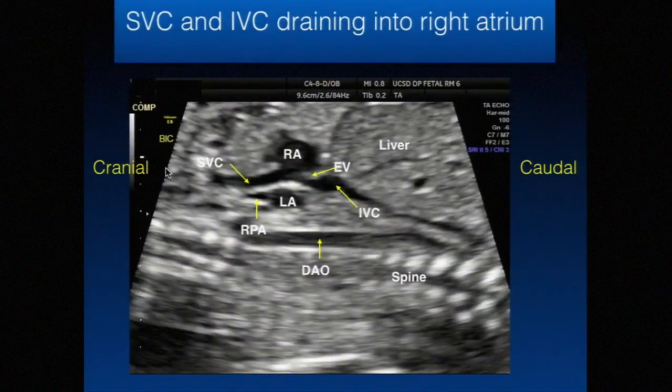So just taking a step back, I've labeled it cranial, up towards the head, and caudal, towards the feet. We have our right atrium, our SVC entering here, IVC, eustachian valve, which I will show you in a clip, as well as your left atrium, and your right pulmonary artery in cross-section.